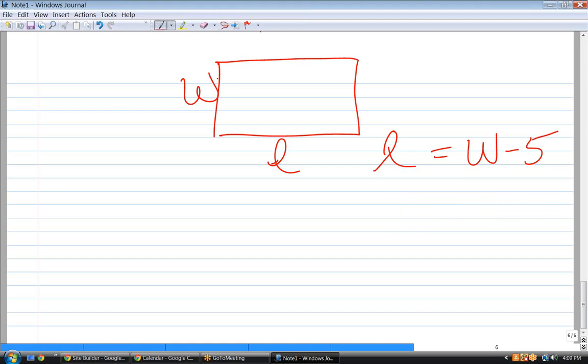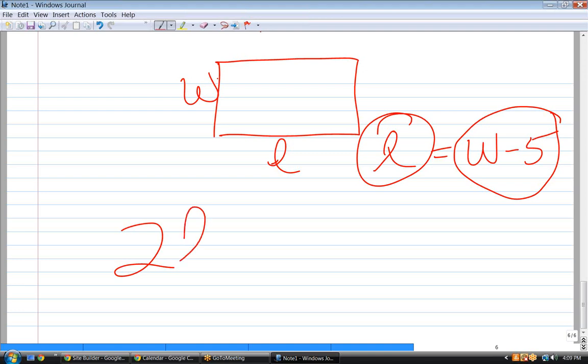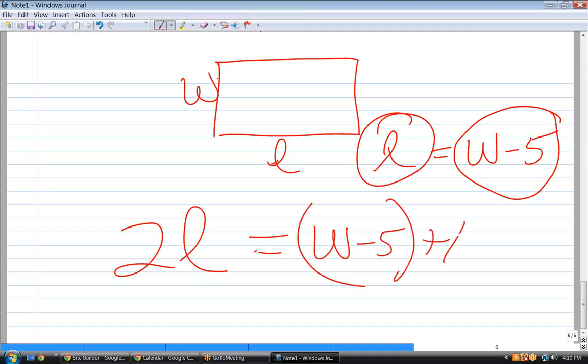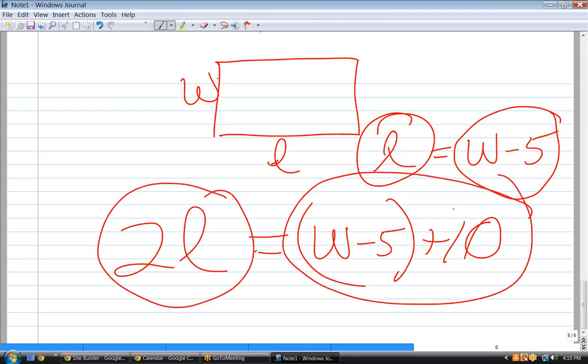Now what was the rest of it after that? A square can be formed by doubling the length and increasing the width by 10. So this is the original length. That's the original width. And they're saying that if we double the length, it's going to be equal to increasing the width by 10. And the reason I say equal is because that's the only way you'll have a square, is if the new length is equal to the new width.